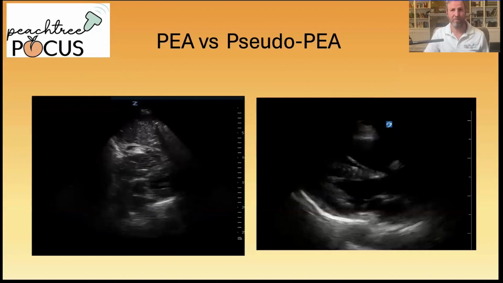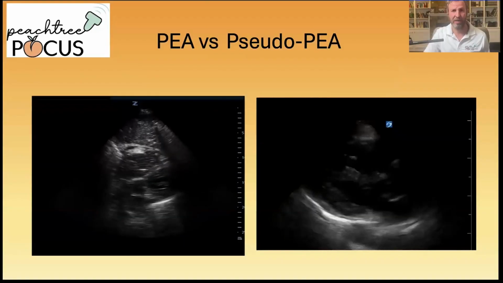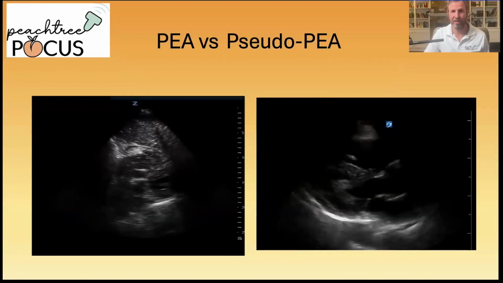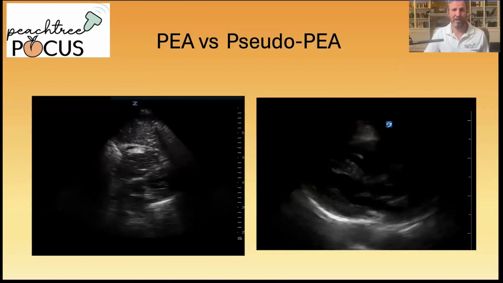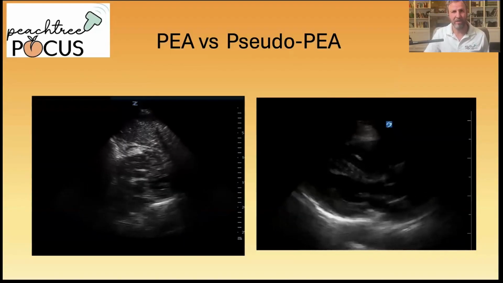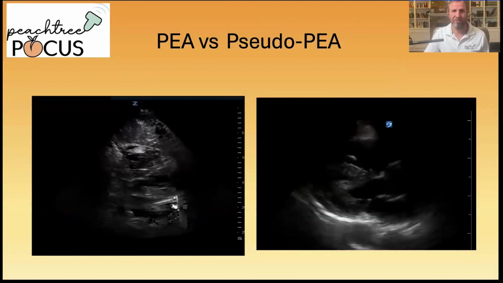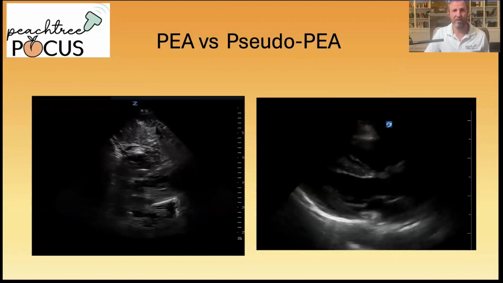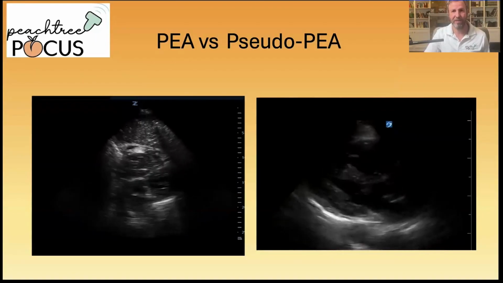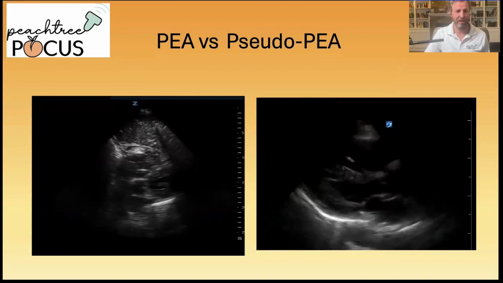Now let's move on to an important distinction, PEA versus pseudo-PEA. We all learned in ACLS that PEA, or pulseless electrical activity, is where you see organized electrical activity on the monitor, but no pulse. In reality, though, there are two different scenarios under that umbrella, and it's really important to differentiate the two because there are significant management implications for each.